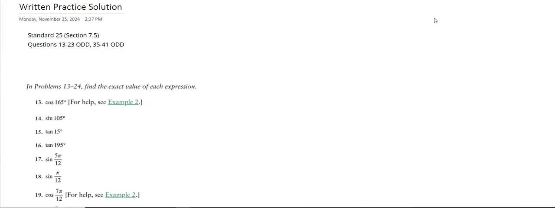First question here is question number 13. So before we do these questions, let me just give you the formulas that you're going to use. All of the questions in this set of questions, you're going to be using the sum and difference formulas. So the first, I'm going to write down what is the sum formula for sine. The sum formula for sine goes like this.